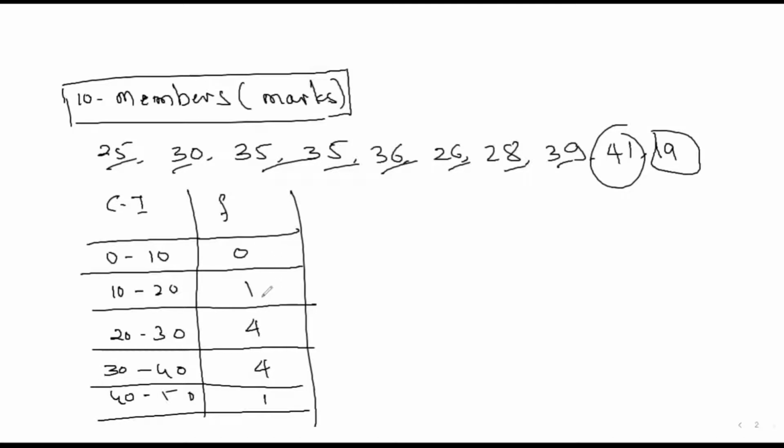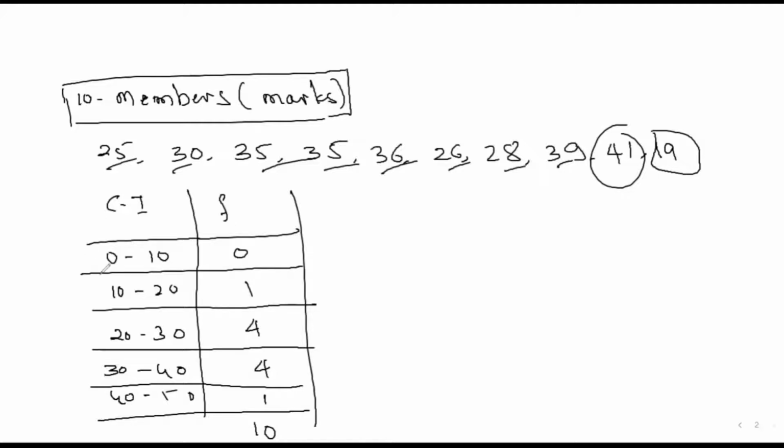If you add 0 plus 1 plus 4, total 5, 5 plus 4 is 9, plus 1 is 10, right? It gives the total number of members present in our survey, but those members are divided according to the class intervals in this frequency. So in statistics, frequency means this, right? What I distributed here according to the class intervals is called frequency distribution.